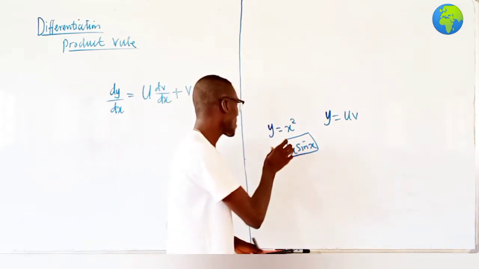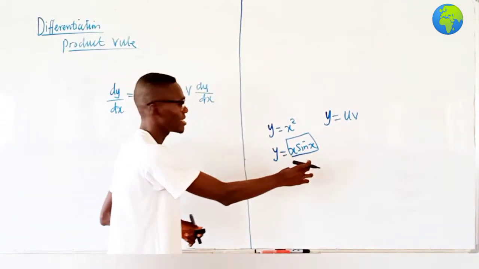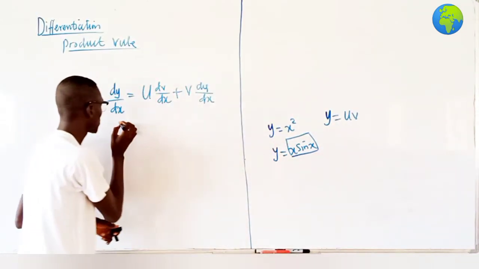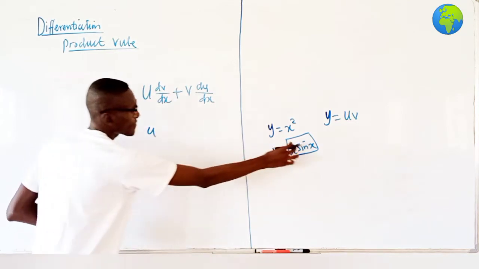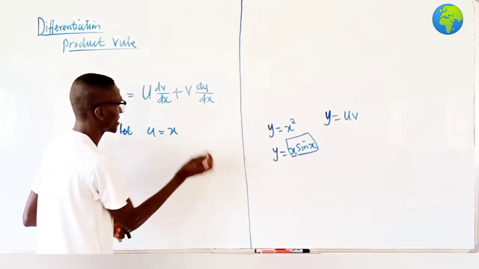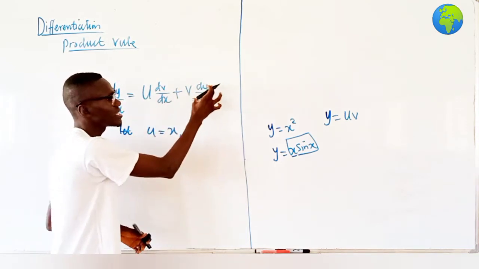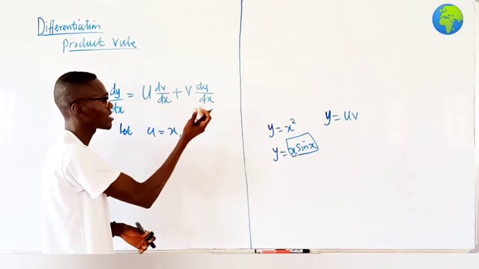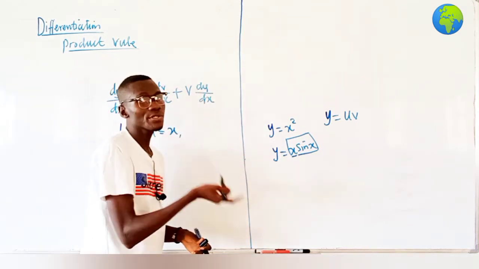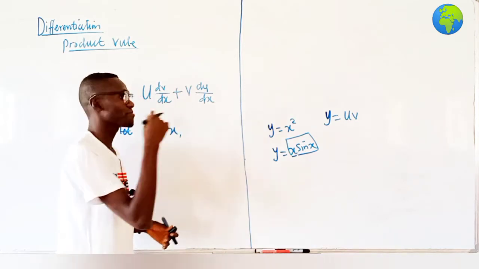So for this very one, I'll just solve this question directly, right? We let our u equal, let's call it x. Immediately you are done with finding your u, you can see we need du in the formula. And du means what? Derivative of u with respect to what? x, right?